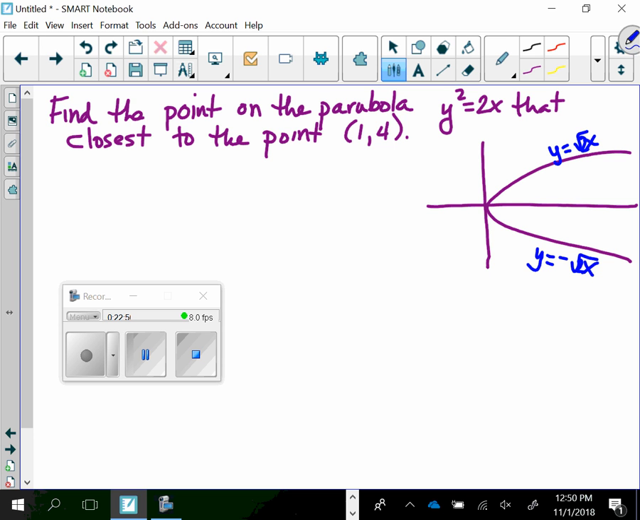Now, let me try that again. Where would (1, 4) be? Is it on the parabola or not?